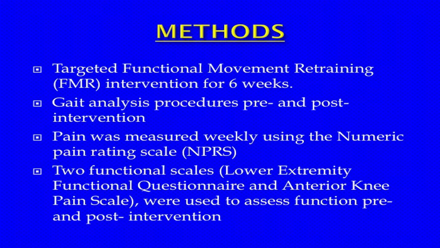The method: the targeted functional movement retraining intervention was implemented for 6 weeks. Gait analysis was done pre and post intervention. Pain was measured weekly using the numeric pain rating scale, and participants were required to keep a pain diary once a week at the same time of the same day throughout the treatment period. And then 2 functional scales were used, and these were the anterior knee pain scale and the lower extremity functional scale. And these measures were taken at the same time as the motion analysis assessments.